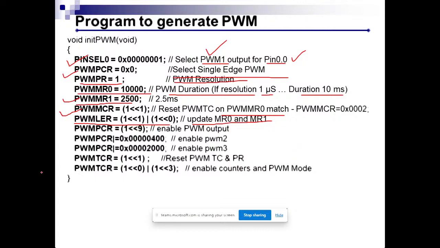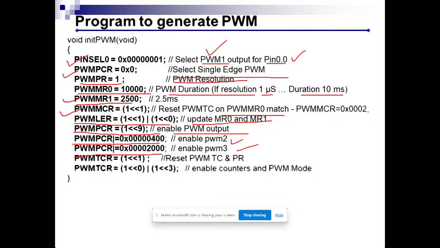Then in PWM PCR, bit number 9 we are enabling because we want to enable the PWM output for PWM1. Similarly for PWM2 and PWM3, you can enable the corresponding bits using these instructions. Depending on how many PWMs you require, you have to set particular bits in the PWM PCR SFR.